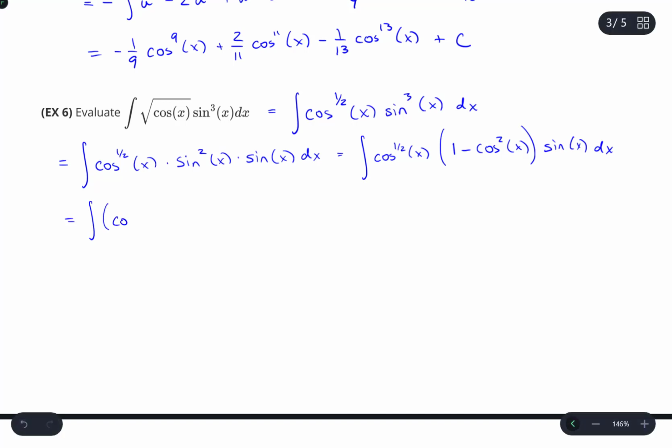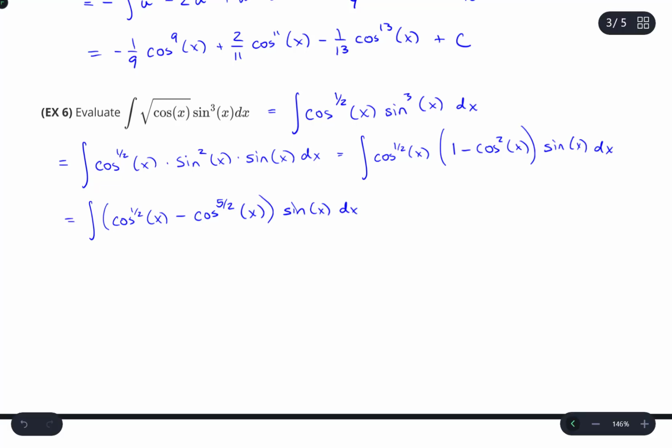So this would be cosine to the 1/2 x minus cosine, so this could be written as 4/2, so squared is the same thing as 4/2. And when you multiply exponents, if you have two bases that are the same, you can combine them into a single exponential function by adding. So 2, which is 4/2, plus 1/2 would give me the 5/2 power of cosine, and then times sine x dx.